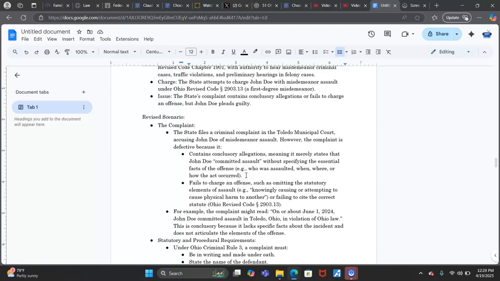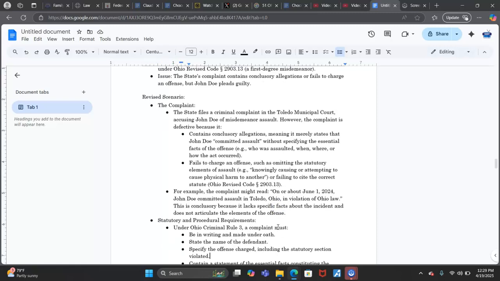So once this case is dismissed against him, you can't refile it against him. You have to give him due process. If you can't do it in a criminal case, what makes you think you can do it in a civil case? Because you can't do it. Fails to charge an offense, such as omitting the statutory elements of assault, knowingly causing or attempting to cause physical harm to another, or failing to cite the correct statute, something like that. These are correct too, by the way.